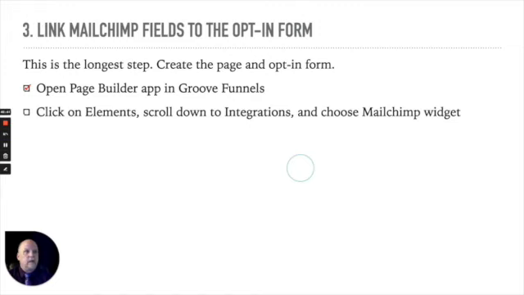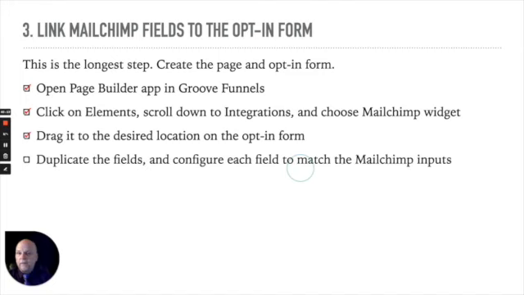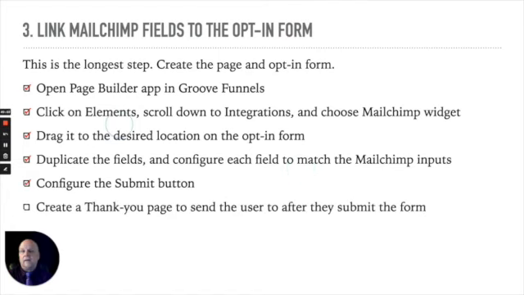We clicked on elements, we scroll down to integrations, and we choose the Mailchimp widget. And then we dragged it to the desired location in the opt-in form. And then we duplicated the fields, and we configured each field to match the Mailchimp input labels. And we configured the submit button. Then the final step is that you need to create a thank you page to send the user to after they submit the form. So watch this part, it's a little bit tricky too.